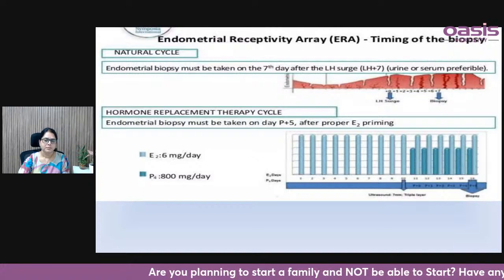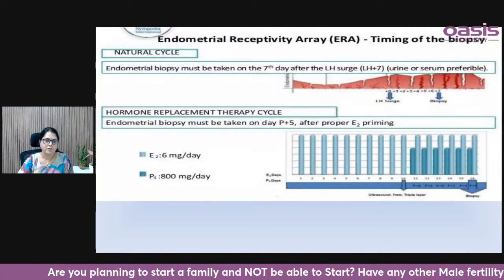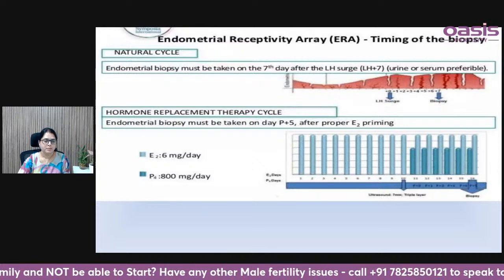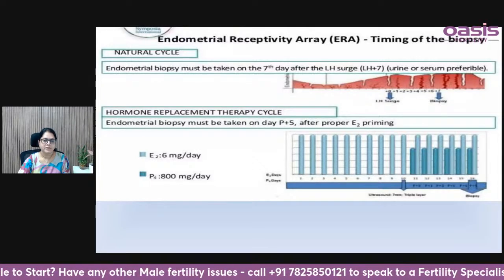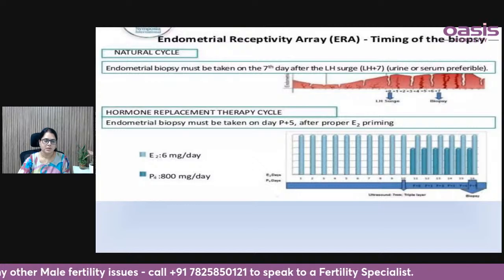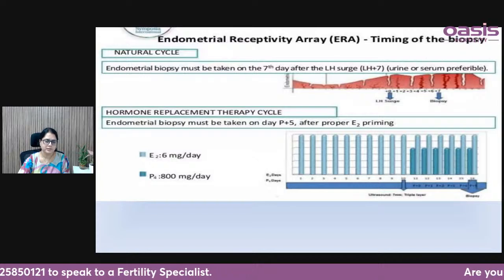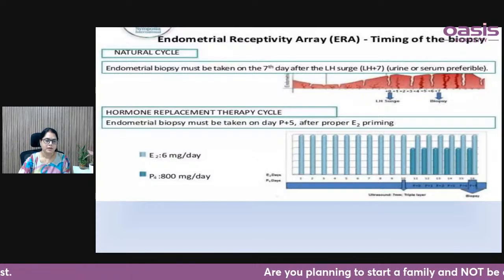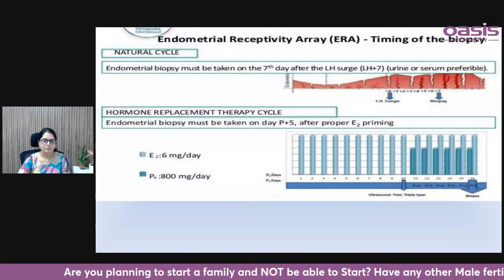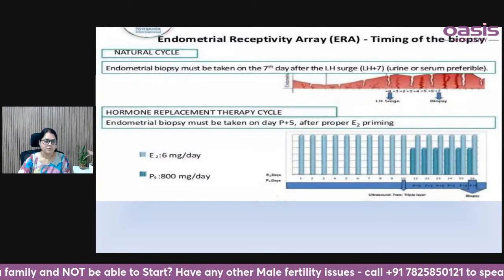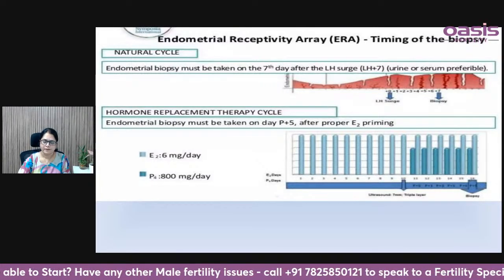And for the endometrial receptivity test, the timing of the biopsy in a natural cycle is as follows. The endometrial biopsy must be taken on the 7th day after the LH surge, that is LH plus 7. Whereas in case of an HRT cycle, that is a hormone replacement therapy cycle, the endometrial biopsy must be taken on day P plus 5 after proper estrogen priming with 6 milligrams of estrogen per day.